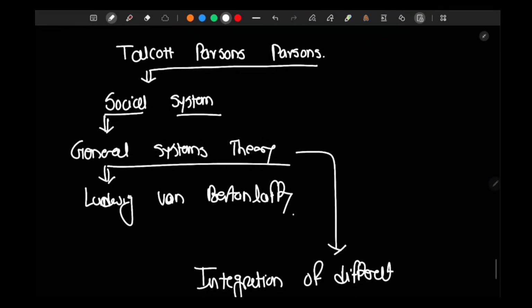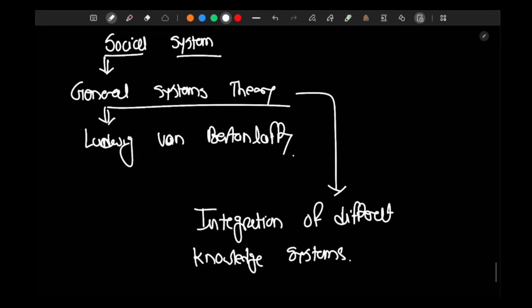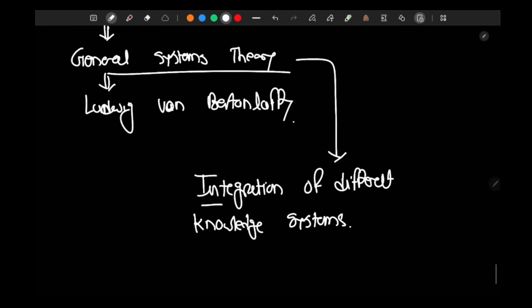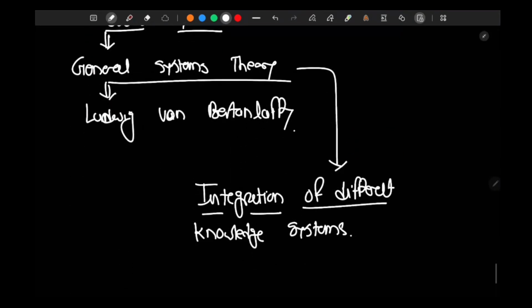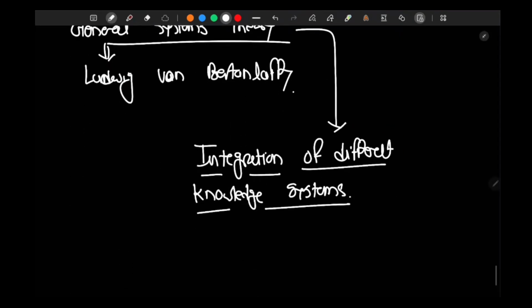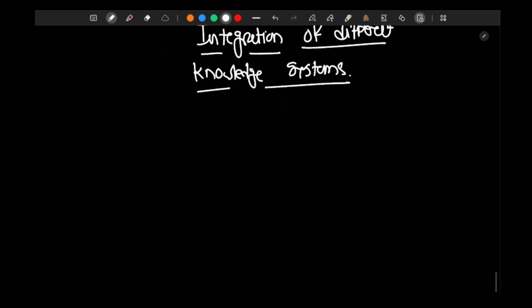This idea, as given by Talcott Parsons in his social system and Ludwig von Bertalanffy in his general systems theory, that is, integration of different knowledge systems, influenced David Easton a lot, right? Why? Again, we are going to understand why. Why systems approach? We have understood what is systems approach. We have understood influences on systems approach.